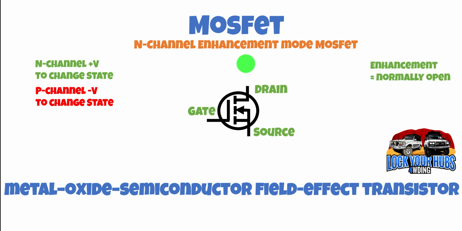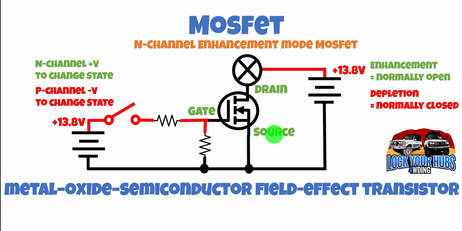Now, enhancement mode, that just means normally open. So normally open between the drain and the source when we're not applying any voltage to the gate. Conversely, again, depletion mode MOSFETs, and that just means normally closed in between the drain and the source. Okay, let's put a simplistic circuit around this MOSFET to show you how it works.